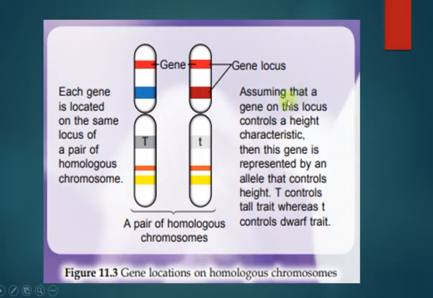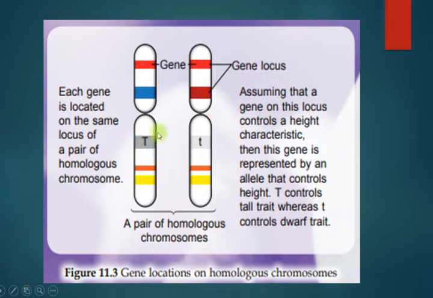Assuming that a gene on this locus controls a height characteristic, this gene is represented by an allele that controls height. Capital letter T, or big T, controls the tall trait, whereas a small t controls the dwarf trait. So this is referred to as the allele.